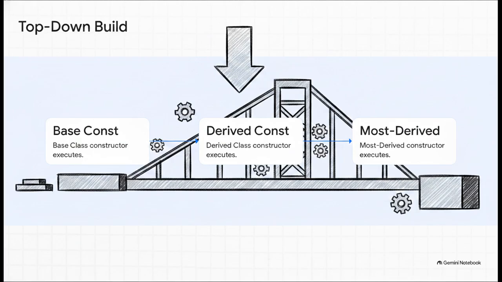Imagine Class C inherits from Class B, which in turn inherits from Class A. The compiler starts at the absolute bedrock. It executes the base Class A constructor first, builds upward to the derived Class B constructor, and finally caps it off by executing the most derived Class C constructor. It's base to derived, strictly in the exact order of inheritance.